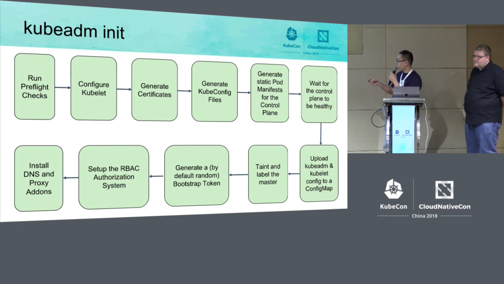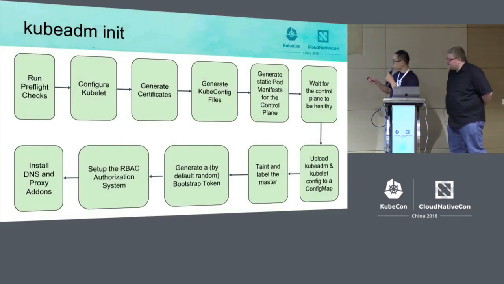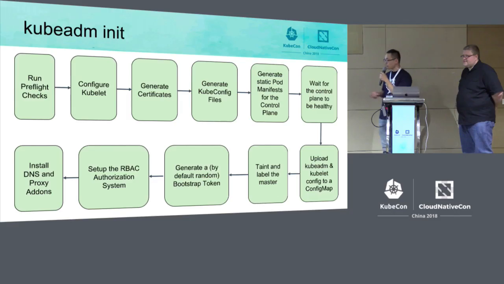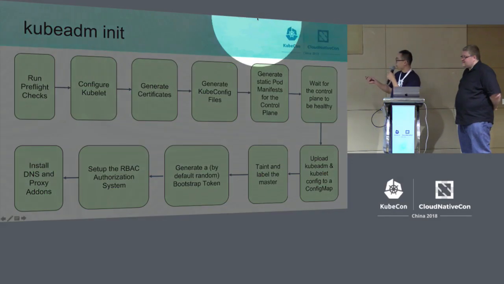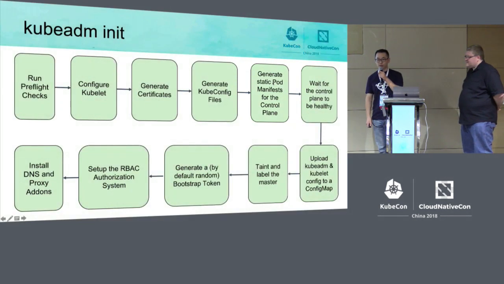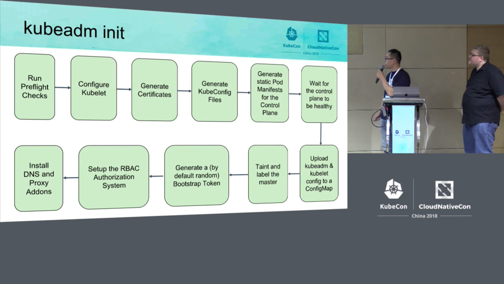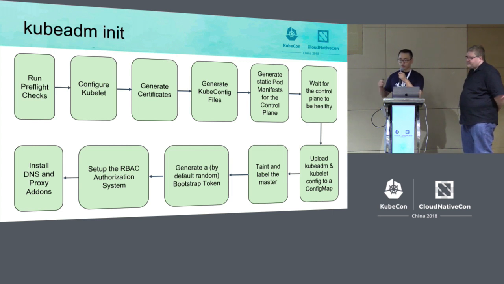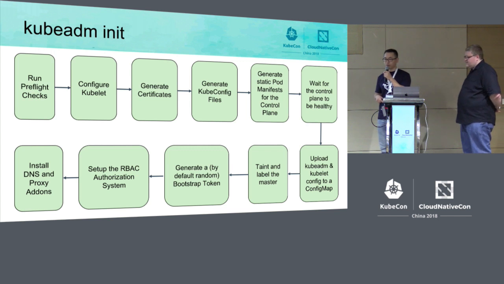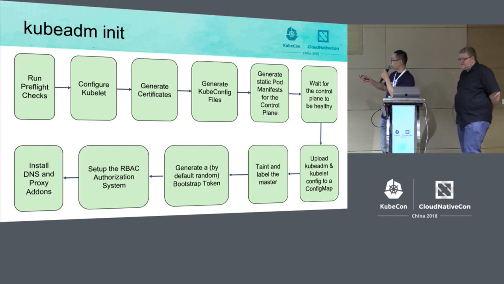And the next one is to generate the kubeconfig files. These files will be needed by the control plane components, such as the controller manager and the scheduler. And the fifth step is the most important part during the init. It will help generate all the static pod files into the manifest folder, and the kubelet will watch that manifest folder to reload and to recreate all the pods that are defined in that manifest folder.